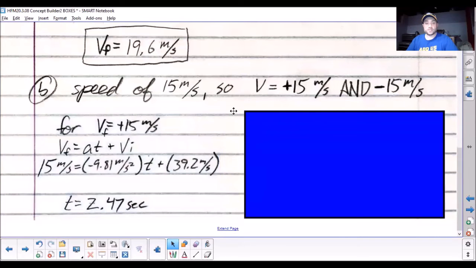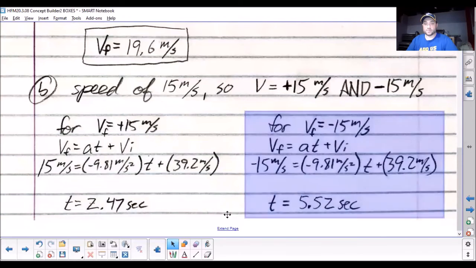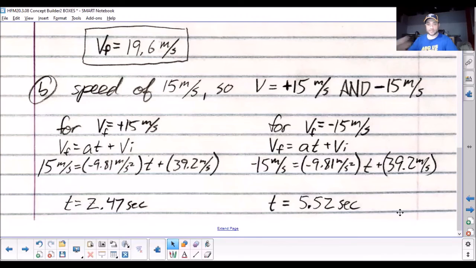And again, it's just using that same equation, making sure we have positive 15 for the first one, using our negative 9.8. We solve for 2.47 seconds. Then we do the same thing for negative 15 meters per second, and we can solve it for 5.52 seconds.